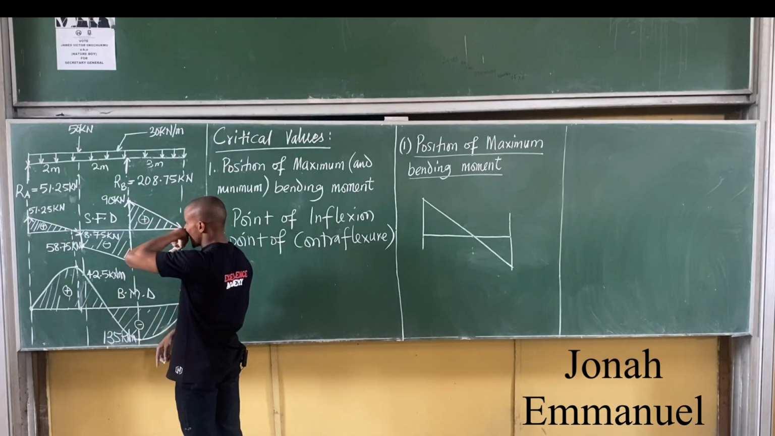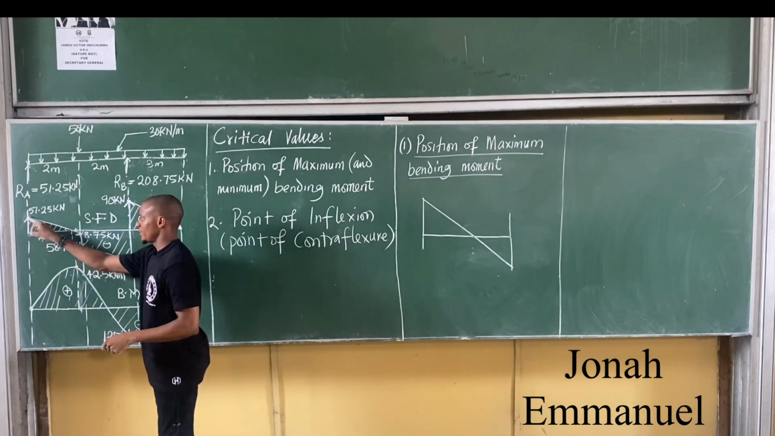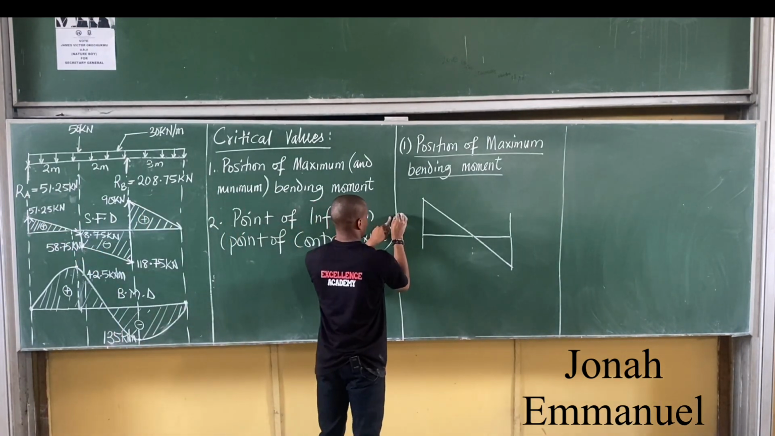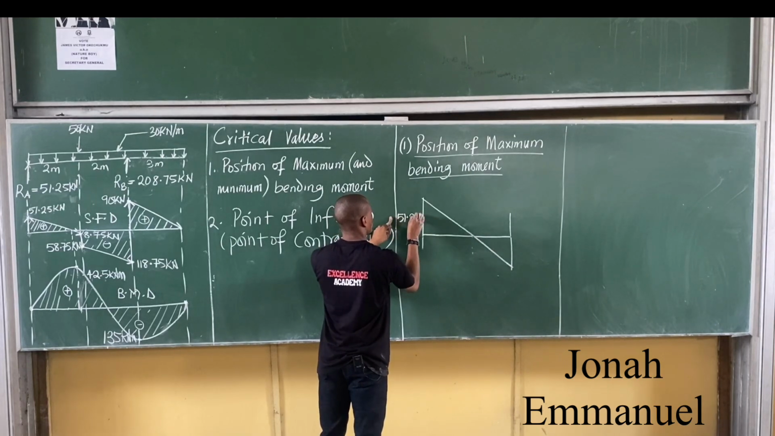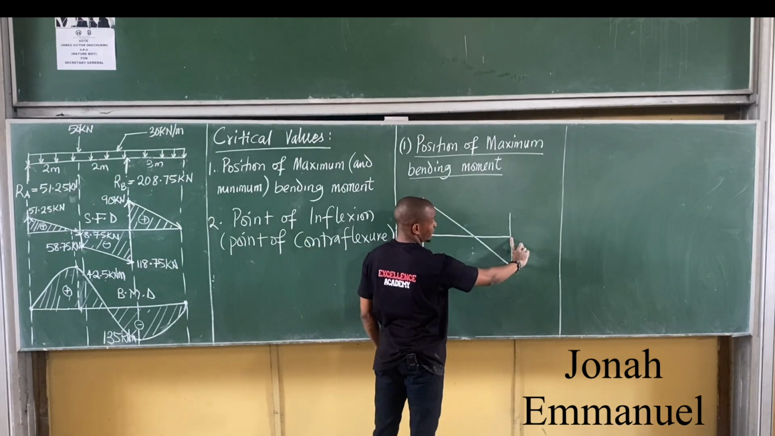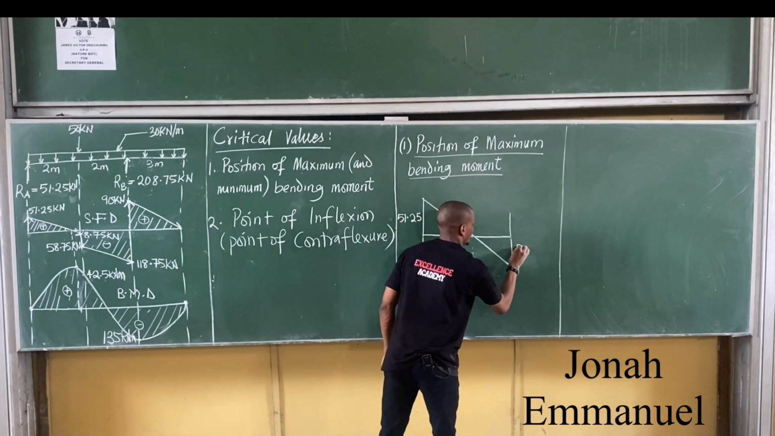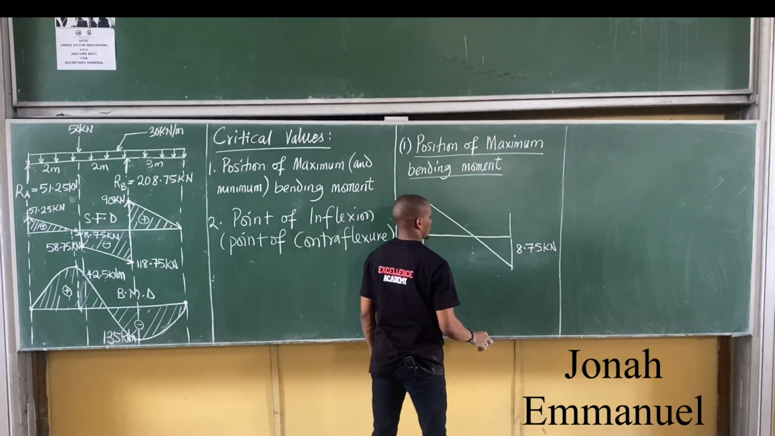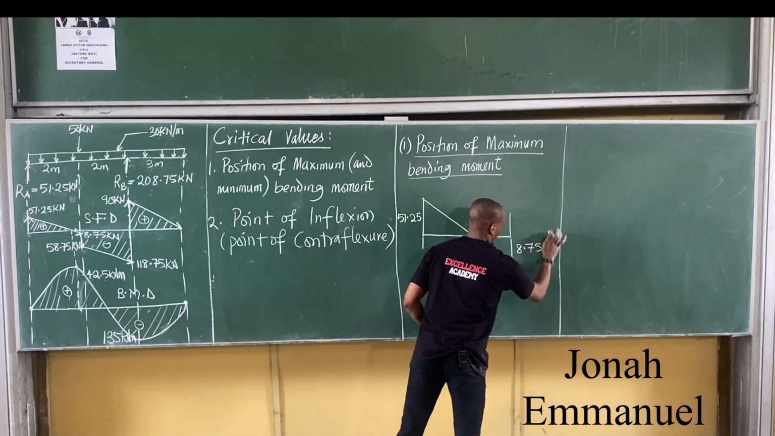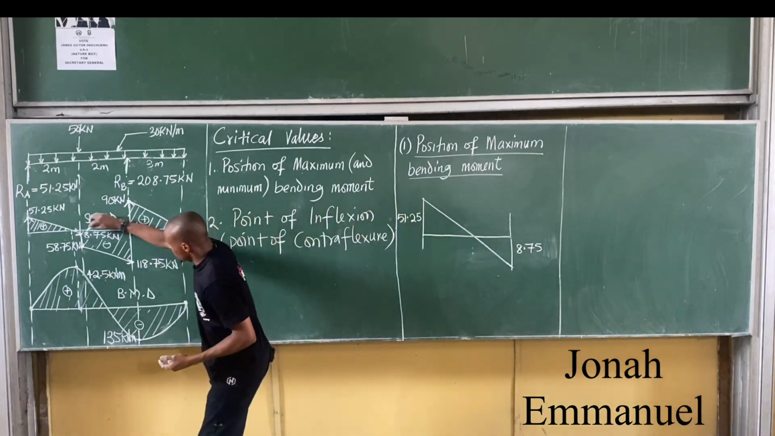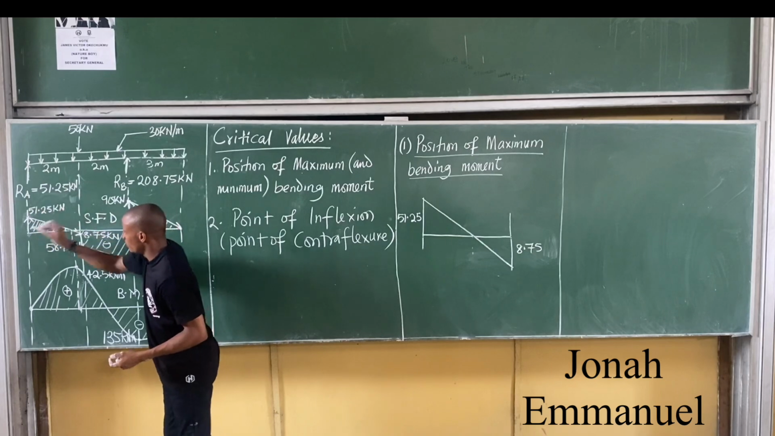Now look at this place. This height here is how many? Check. 51.25. That means this height here is 51.25 in value. Please check this height from the diagram. What do you have? 8.75. I didn't add kilonewton here, so let me take it out. Just 8.75. So that's it, 8.75 and then 51.25.